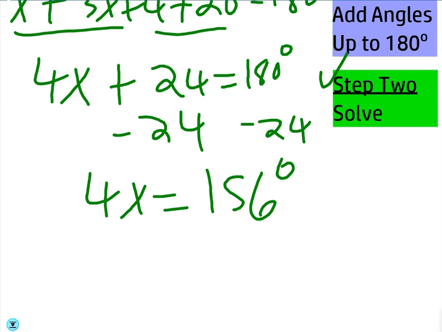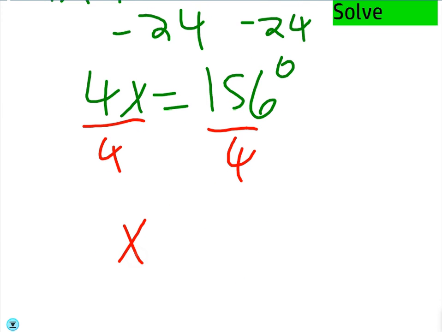Okay, and then we're going to divide both sides by 4. You may know what 156 over 4 is. 160 over 4 is 40. There's your hint. 156 is 4 less than 160, so the answer would be 1 less than 40, which is 39.